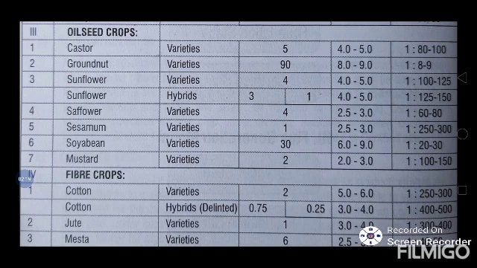In sunflower hybrids, the female seed quantity required is 3 kg per acre and 1 kg of male seed. Then 4 to 5 quintals per acre is the yield and seed multiplication ratio is 1 is to 125 to 150. In safflower, the quantity of seed required to sow 1 acre of land is 4 kg per acre, then 2.5 to 3 quintals per acre is the yield and multiplication ratio is 1 is to 60 to 80.